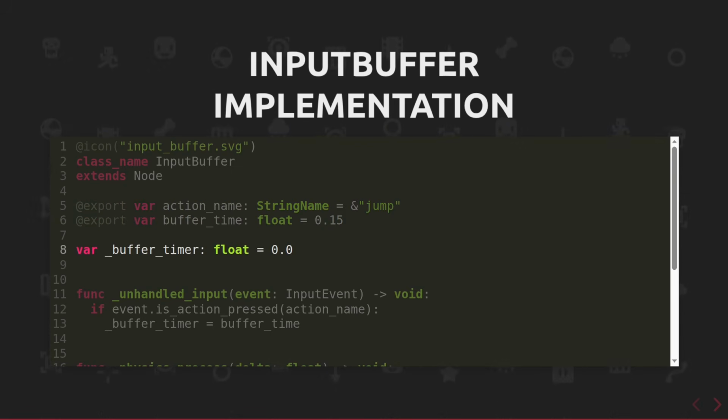And then we have a private variable called buffer timer, which is again a float, and this is the current remaining time for the buffer when we start buffering after the input press.